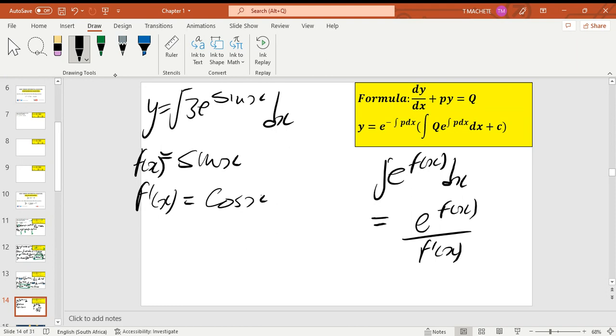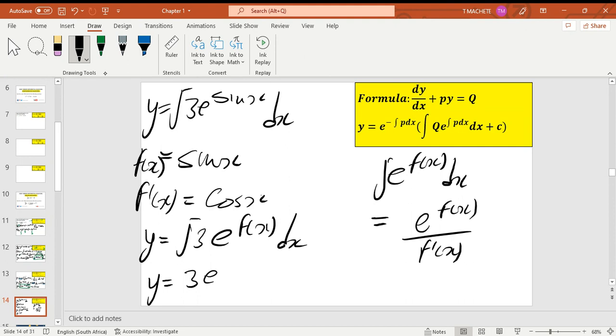So let's go ahead and substitute back into the original formula. You've got 3e^f(x). Instead of sin, you write f of x. Then the derivative of this will give you 3e^(sin x) over cos x. Then we can now write our final answer.